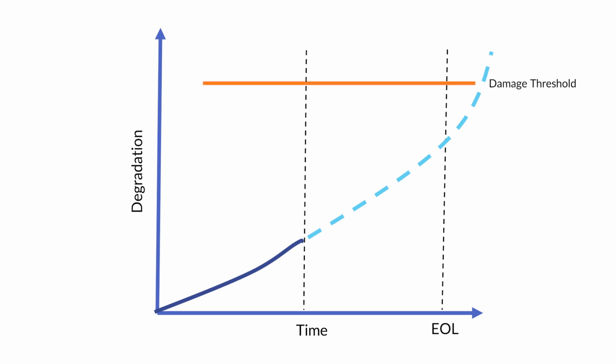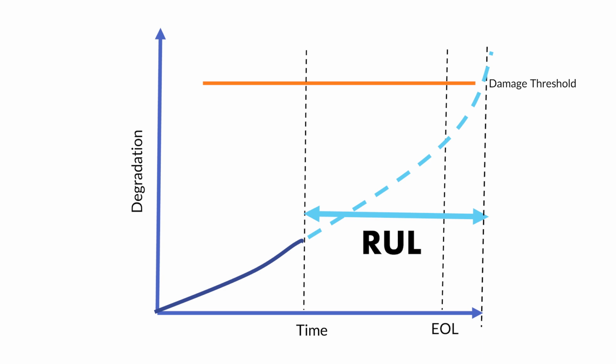Maybe we set a threshold, or we somehow identify that there's a point of failure, and then we calculate the RUL, the remaining useful life, how long it takes until failure. Of course, in reality, this is not one-dimensional. We have several features, and the problem becomes much more complex.